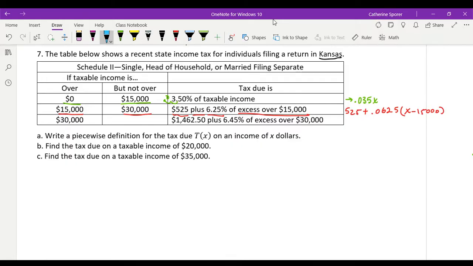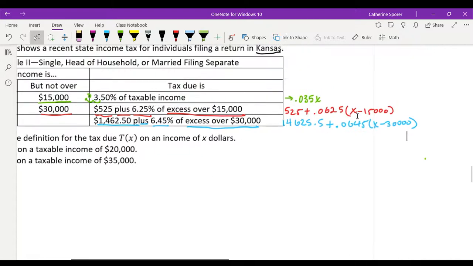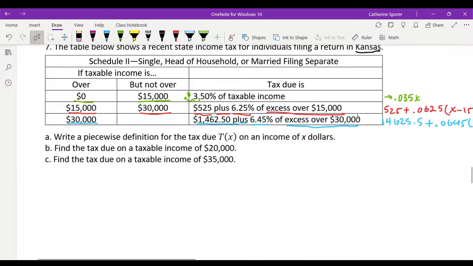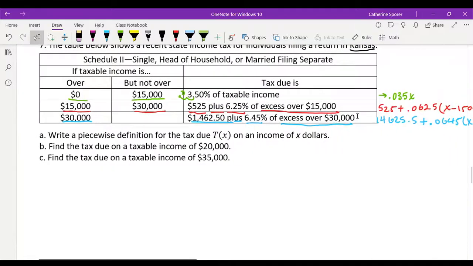And then last, if the income is above 30,000, then the amount of tax paid would be 14,625.5 plus 6.45%, so 0.0645 times the excess that's over 30,000. So this time we would use x minus 30,000. Okay. So for now, those are the three equations for the function t of x, the taxable income.